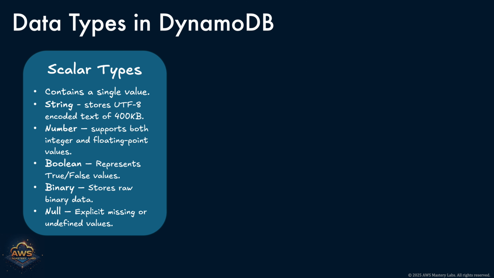Amazon DynamoDB supports three main categories of data types: scalar types, set types, and document types, each designed to handle different types of data efficiently. Scalar types are the most fundamental data types in DynamoDB, representing single indivisible values for an attribute. They form the building blocks of most data models and are used extensively across items.